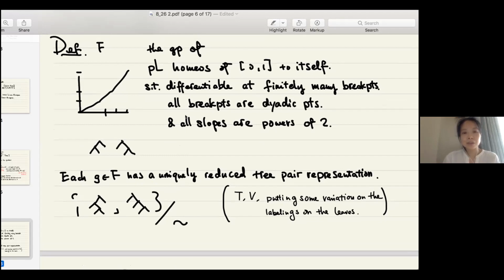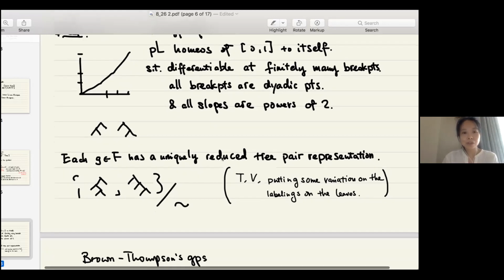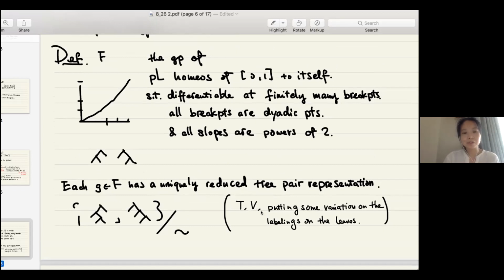And this notion can also be adopted to the other two groups. For T and V, we're just putting some variation on the labeling of the leaves here, because in the case of Thompson's group F, we are just mapping the first leaf to the first and the second to the second. But in T and V, we have cyclic ordering and also permutations. So this is a rough definition of Thompson's group F.